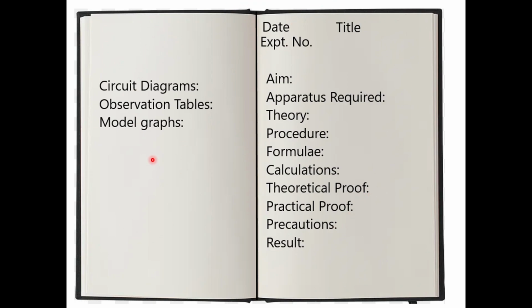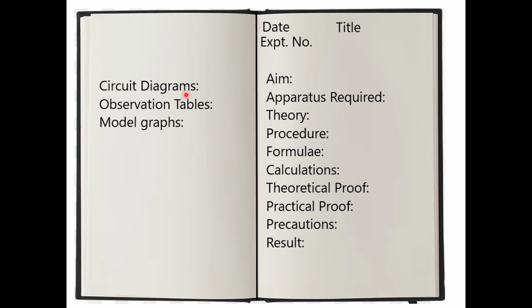This is the left side page of your observation or record. On the right side page, at the top you must write the title. On the top left corner you must write date and experiment number. On the right side pages you must write aim, apparatus required, theory, procedure, formulae, calculations, theoretical proof, practical proof, precautions and results. Only on the right side pages.